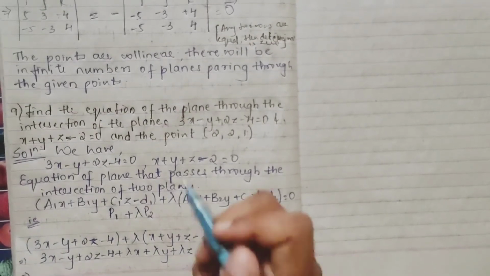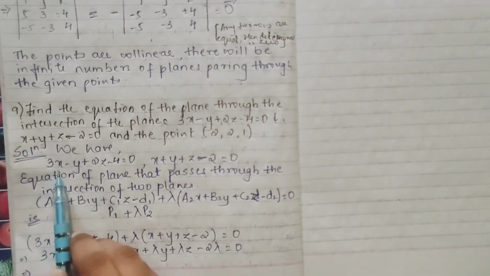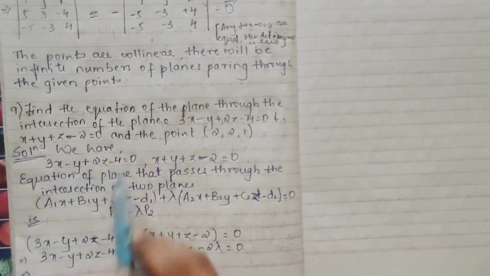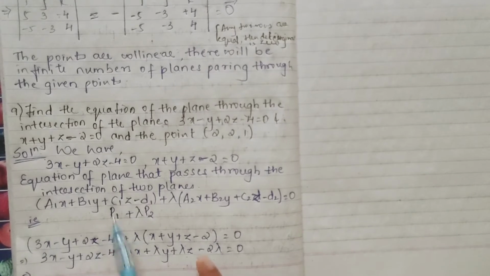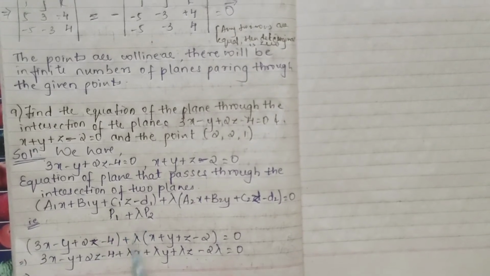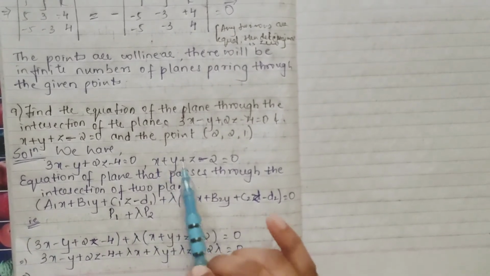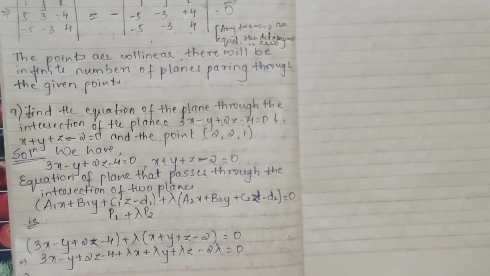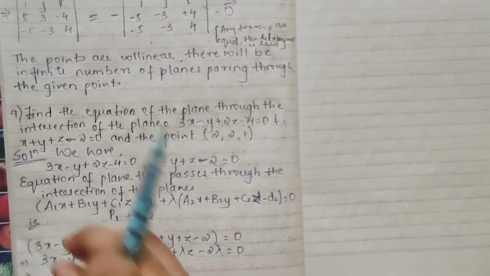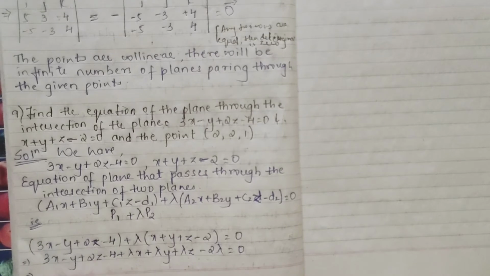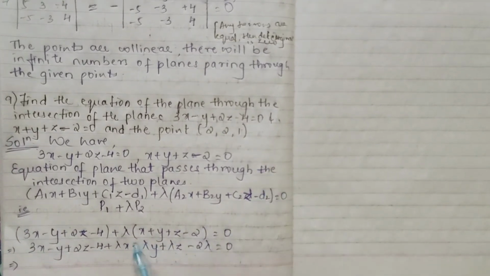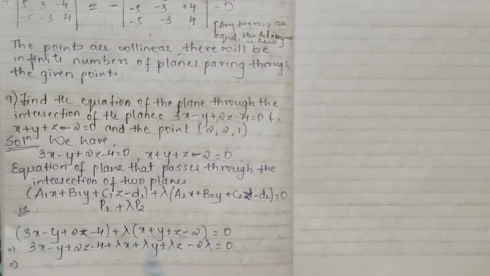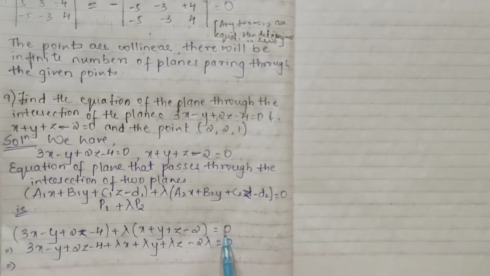So instead of writing the whole equation, we can do P1 plus lambda P2. Here plane 1 is 3x minus y plus 2z minus 4, so substitute that, plus lambda times plane 2, which they have given as x plus y plus z minus 2, substitute that too. After that, 3x minus y plus 2z keep as it is, and here lambda is there, so open up the bracket and multiply everything: lambda x plus lambda y plus lambda z minus 2 lambda equal to 0.